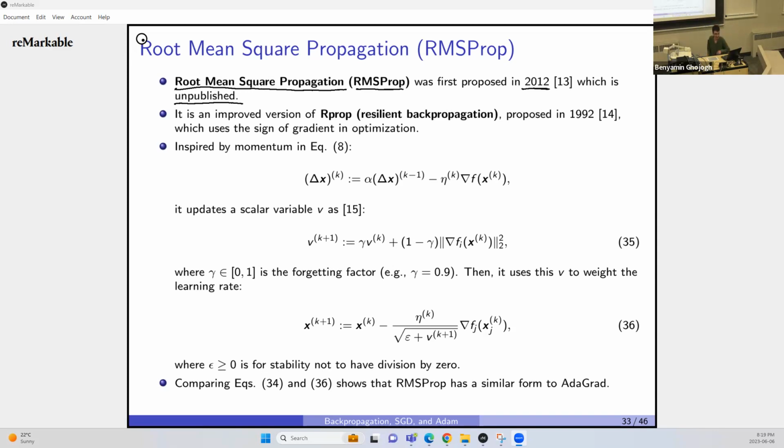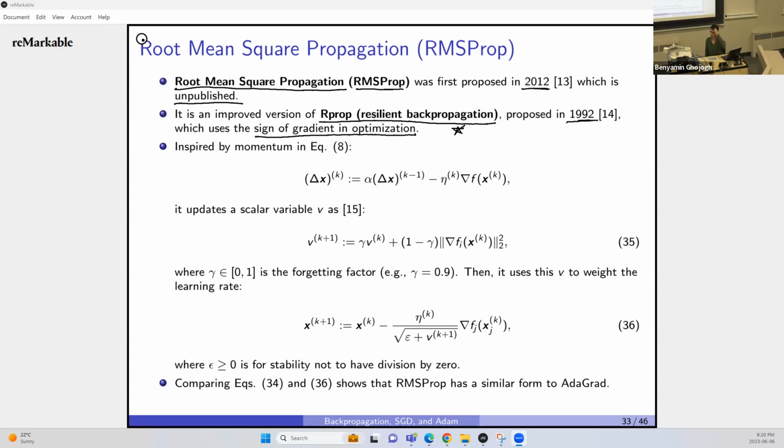It is an improved version of RProp. This is another algorithm. RProp, short for resilient backpropagation, proposed in 1992, reference 14, which uses the sign of the gradient in optimization. I don't go into detail of that algorithm. Let's talk about RMSProp. What does it do?